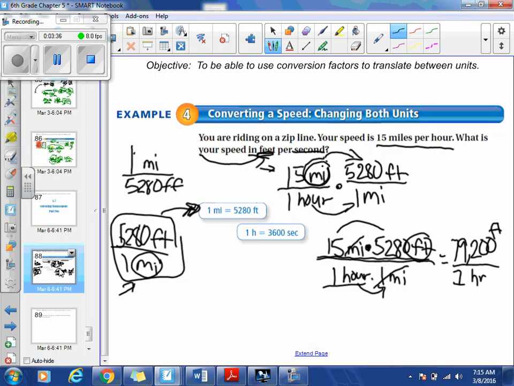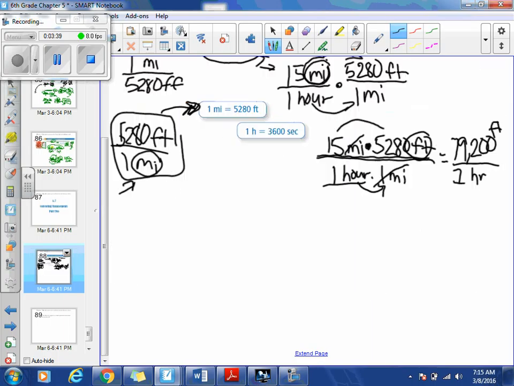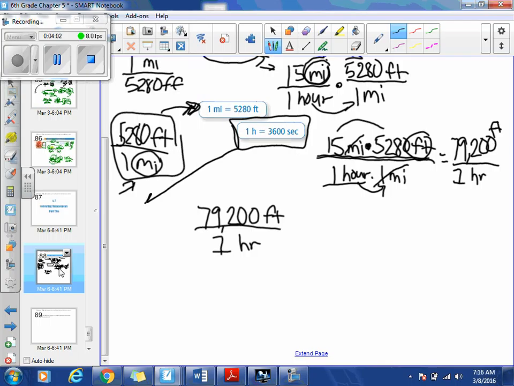Now we're almost there. They wanted our speed in feet per second. Well, now we have feet per hour. So we just have to change that hour into seconds. So here I'm going to look at my second conversion factor. This one's a little easier to calculate. You can say, okay, there's 60 seconds in 1 minute, there's 60 minutes in an hour, 60 times 60 is 3,600. But if you don't know that off the top of your head, yes, you can look it up.